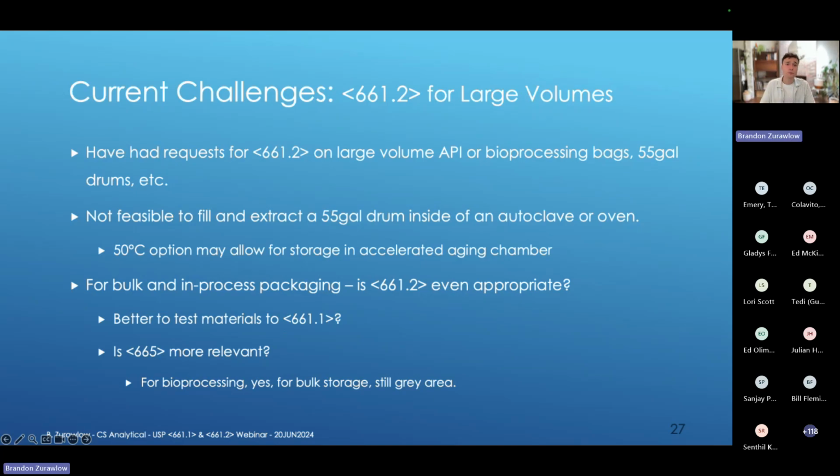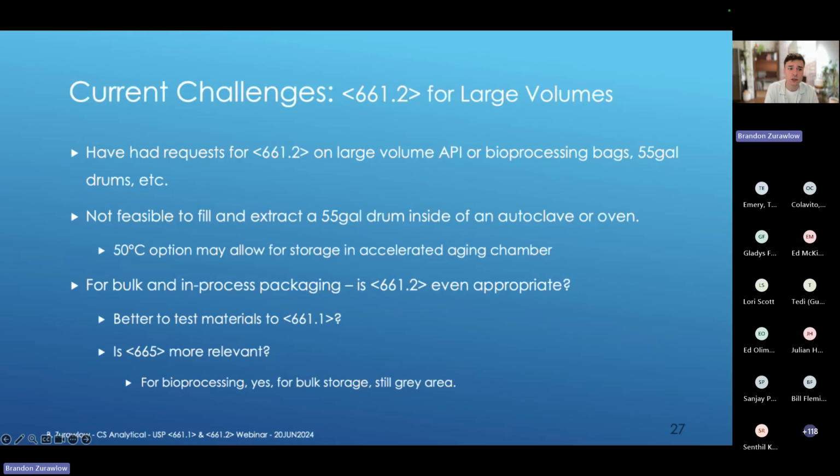On a very related note, on the other side, perhaps, of the scale, there are some challenges with 661.2 for very large volumes. So we've had requests over the years for 661.1 or 2 on large volume API or bioprocessing bags, 55-gallon bulk storage drums, etc. And realistically, it's not feasible to fill and extract a 55-gallon drum inside of an autoclave or an oven. The inclusion of this 50C option might allow for storage in an accelerated aging chamber for 72 hours.